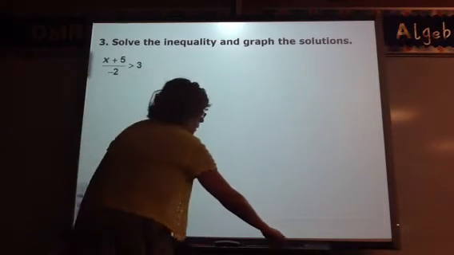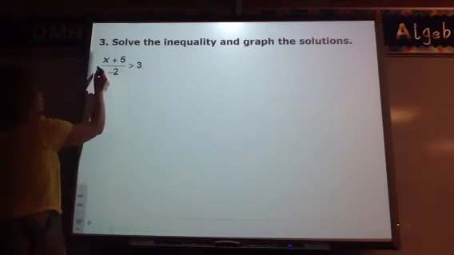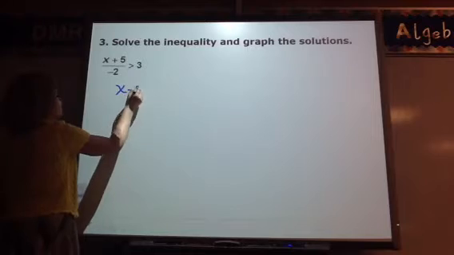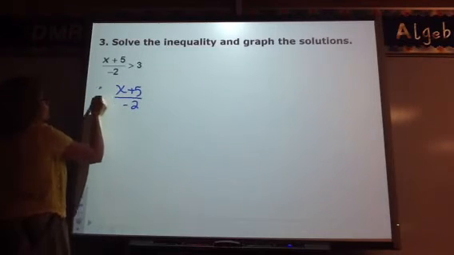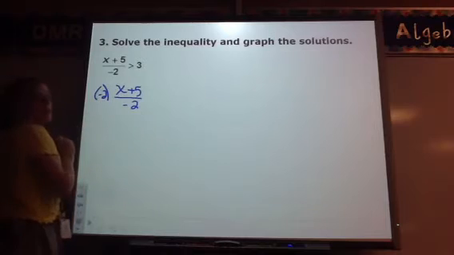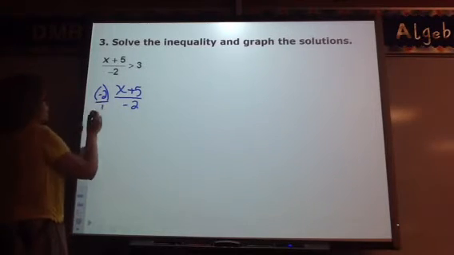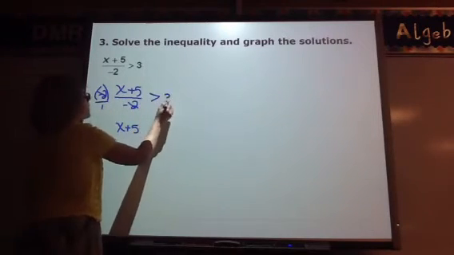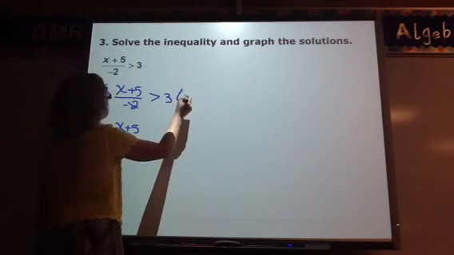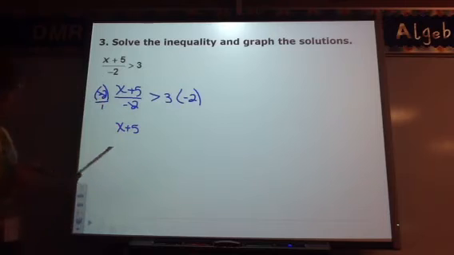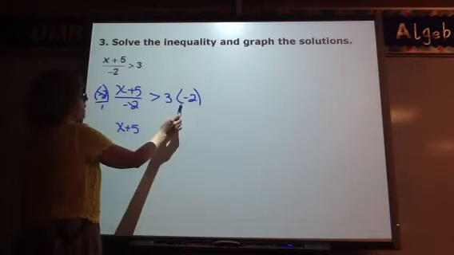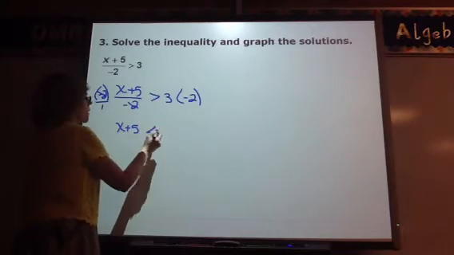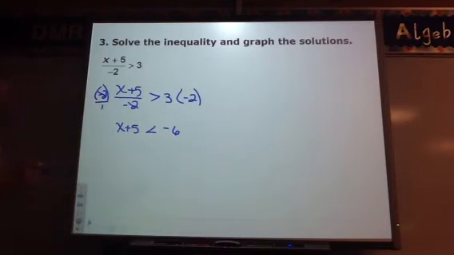Okay, on this one, we want to cancel out that denominator first. So the inverse of division is multiply. I'm just going to rewrite this so I have room. So on the left side, I want to multiply this equation by negative 2 because these cancel out to 1 and I have x plus 5. However, I got to do the same to the right side. So when I multiply this side by negative 2, that's one of our special cases, I must switch my inequality symbol. So 3 times a negative 2 is a negative 6.